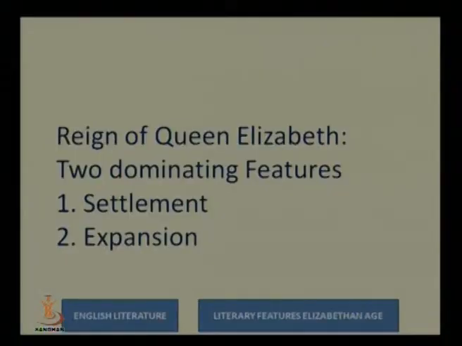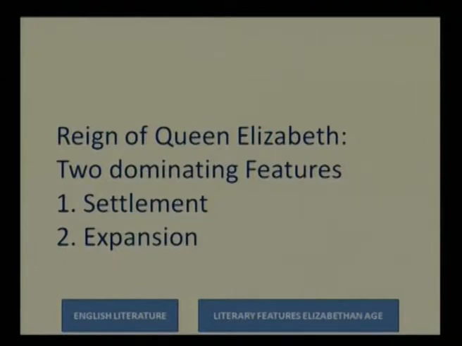As you can see on the slide, the Elizabethan age began in 1550 and it continued till 1630. This was the period when the Elizabethan age is studied in English literature. This is the period when Queen Elizabeth ruled over England. Therefore, this age is known as the Elizabethan age. As I mentioned, Queen Elizabeth reigned over England.